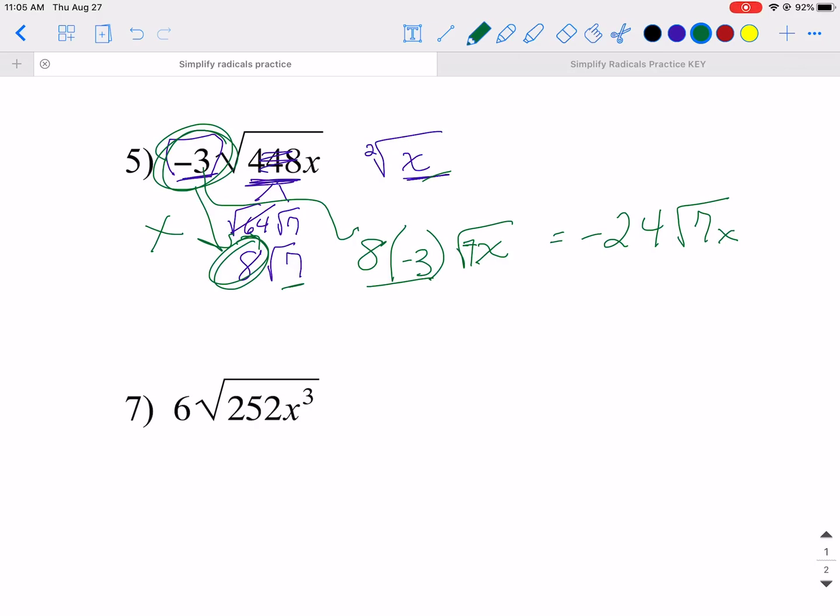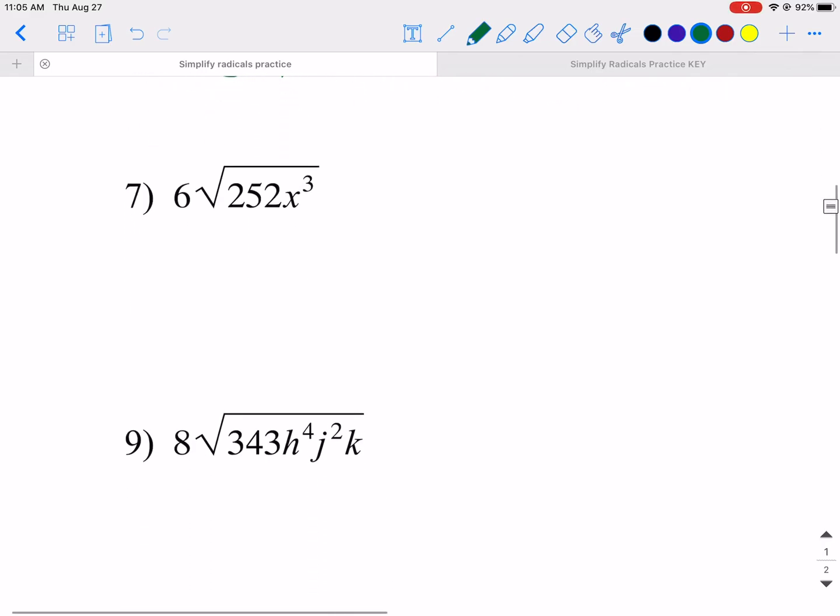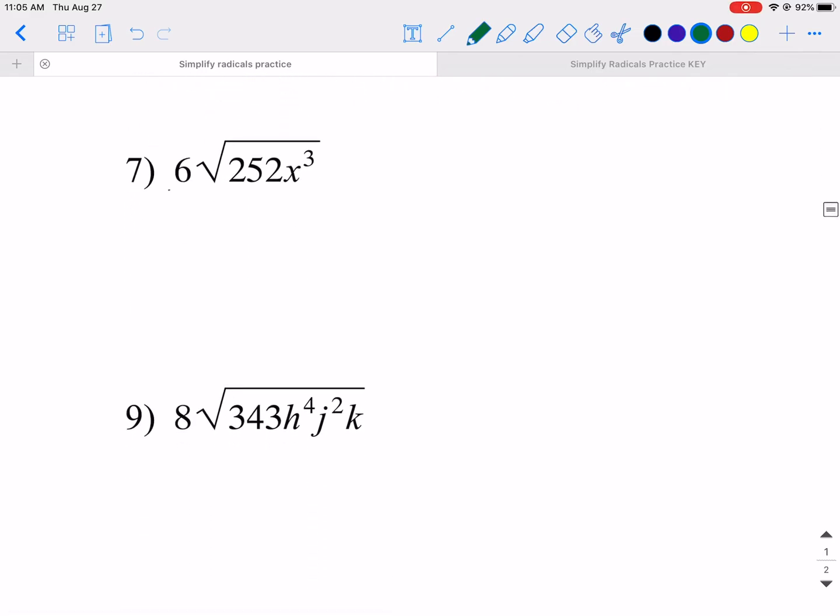Okay. So moving on to number, let me do number 7 here. Okay. So again, I have an outside number here, so right now I'm going to ignore that. And I'm going to find the perfect square that goes into 252, if there is one. And after I played with the numbers, I did my work ahead of time, I found that 36 goes into 252 7 times. I did that because the square root of 36 is 6, and then I have a radical 7 still. So now that my number is done, I'm going to look at my x's again.